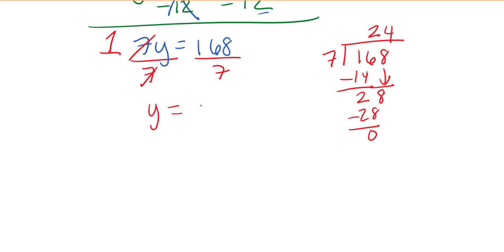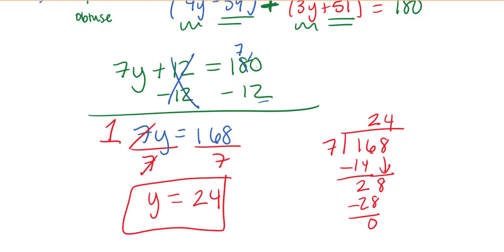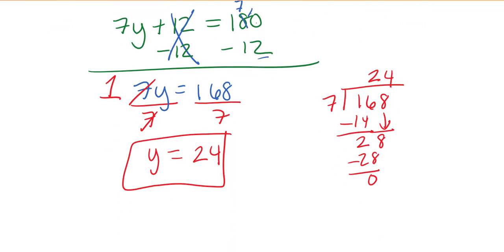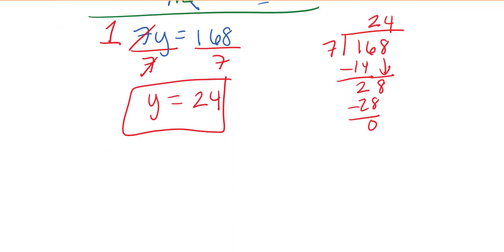So what does y equal? Well, it's equal to 24. But let's go back. Is that actually our question? No, we're trying to find the measure of the obtuse angle. So if we know what y is, that should actually help us to solve for this, right? That's why we did this whole problem thus far. So 3y plus 51. So this is our obtuse angle. So let's go ahead and solve for that.